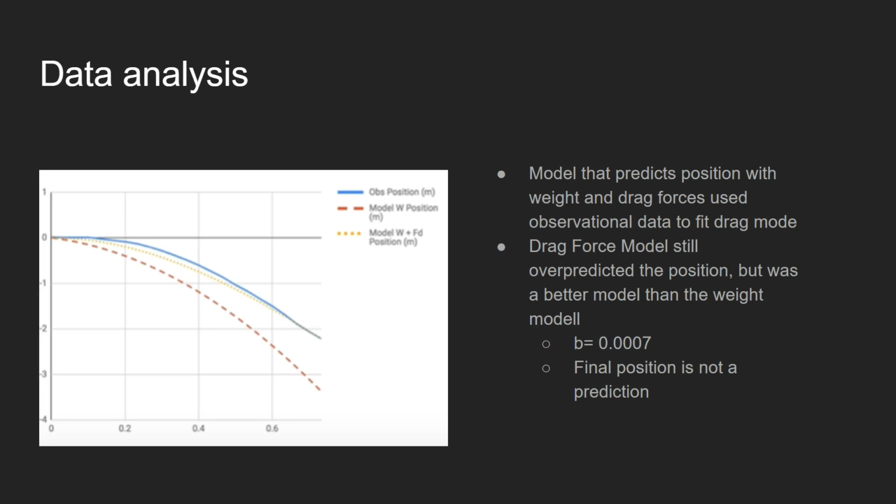The last bit of data analysis compares both models to the observational data. As you can see here, the model that predicts the position using both weight and drag is much more accurate than the model that predicts the position using just weight. However, we used our observational data to fit the drag model, so the final position isn't actually a predicted position. And so the middle of the graph, from approximately 0.1 seconds to 0.6 seconds, is a predicted output, and this shows that the drag model still overpredicted the position. Overall, the model that included both drag and weight forces is the best predictor of the object's position.